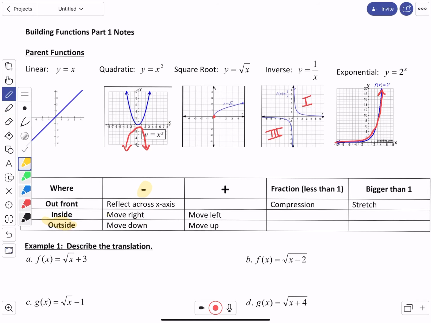So basically, if you just look at this chart, when you see numbers, and we're going to go through these examples here, you just look at this chart, and that's going to help you know what it's doing, okay? So let's just jump in, and we'll start by going through these examples.